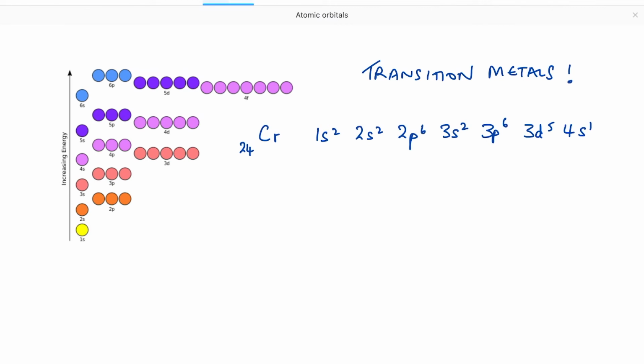Why might that be? Let's have a look here. If I were to draw out my sub-orbitals for the 3d5 and the 4s1, hopefully we can see that by arranging it like so, 3d5, 4s1, each electron gets its own sub-orbital.